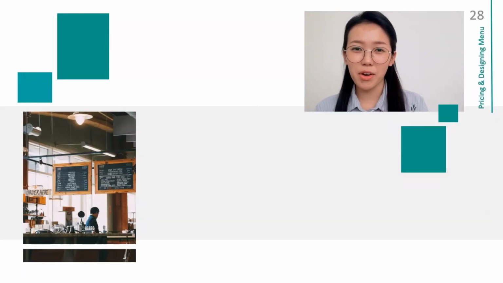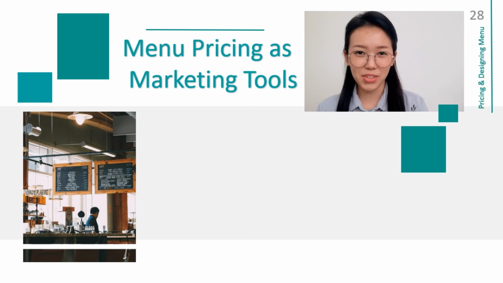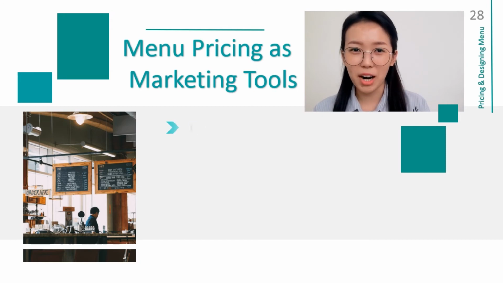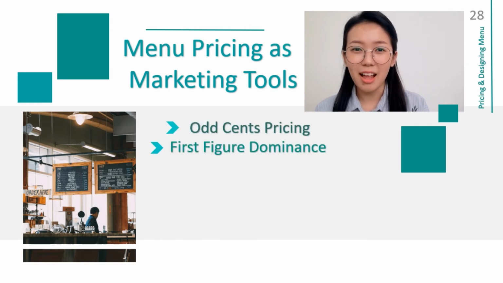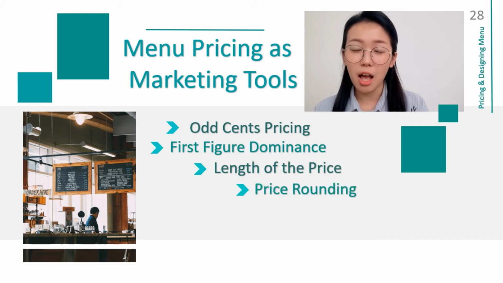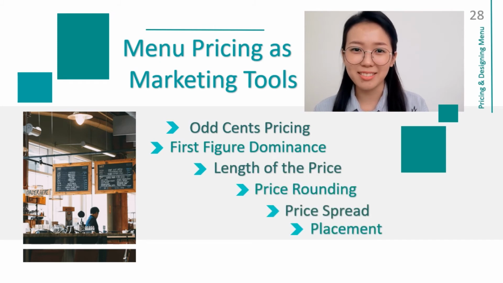There are six types of menu pricing as marketing tools, which are odd-number pricing, first figure dominance, length of the price, price rounding, price spread, and placement.